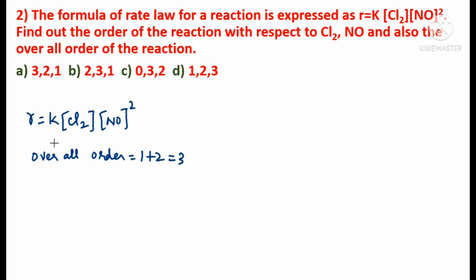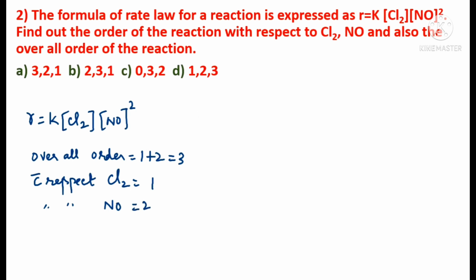What is the order of the reaction with respect to chlorine? See what is the power above chlorine. This chlorine has 1, is it not? So with respect to chlorine, the order of the reaction is 1. With respect to NO, the order of the reaction is 2. Understood?